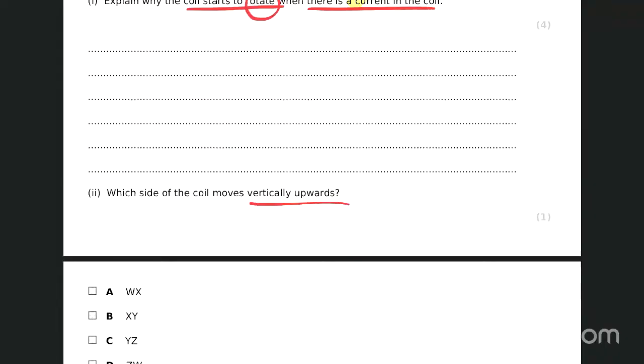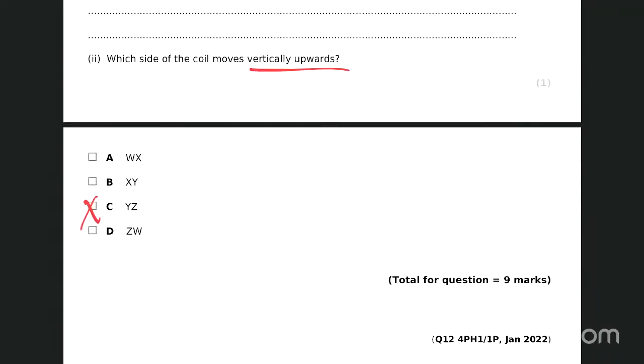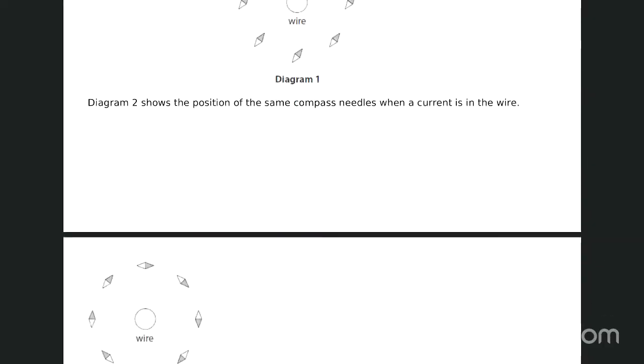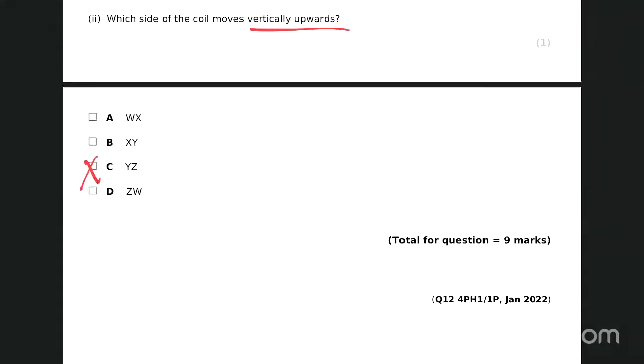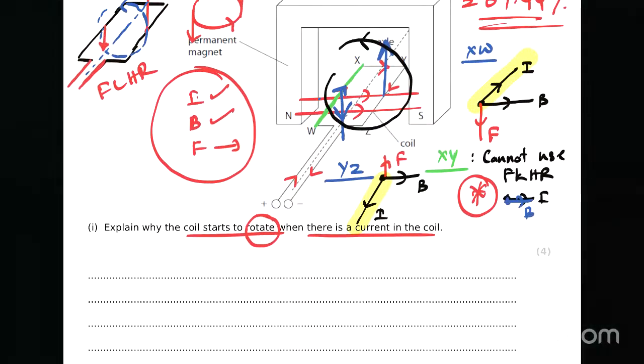So it will be Y and Z, right? Then, sir, can you tell what's the answer we should write for that one? Yeah, so you need to explain these things.